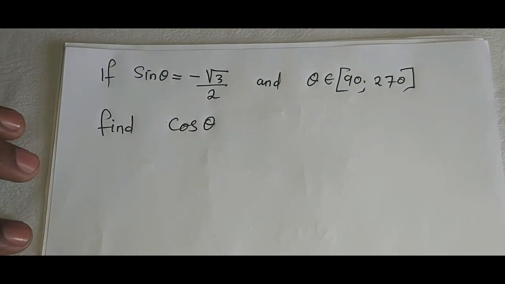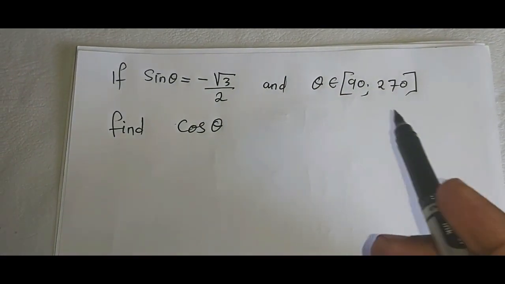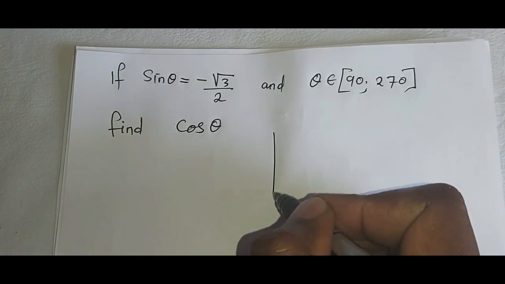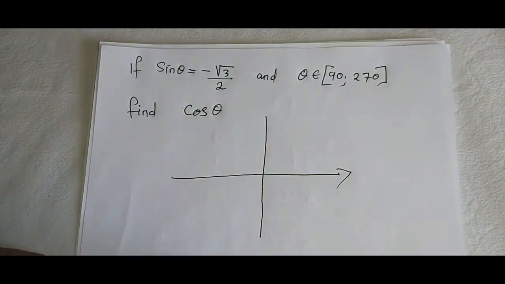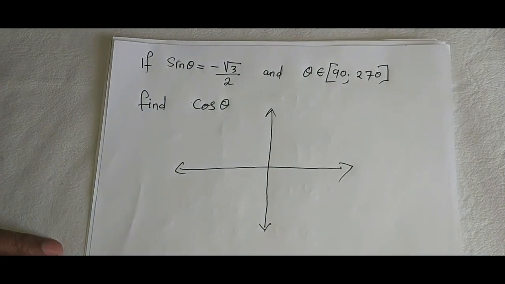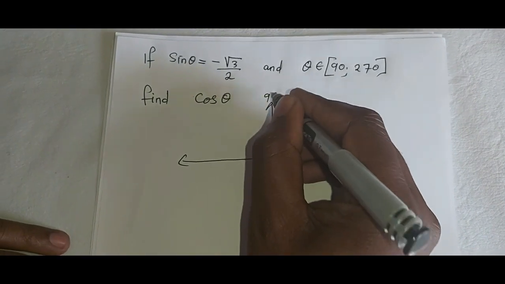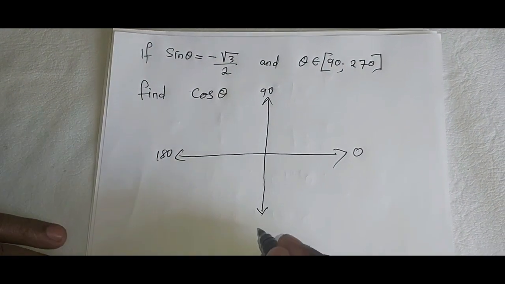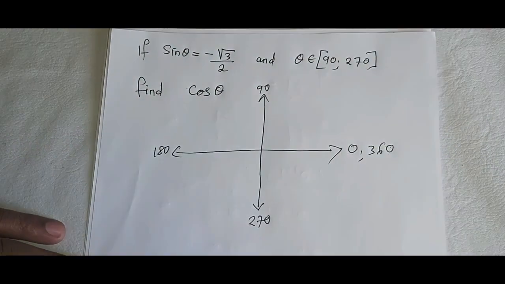So which means here, since theta is between 90 and 270, we must be able to draw our quadrants so that we can find where exactly our angle theta is. This is 0 there, that's 90, 180, 270, and 360.